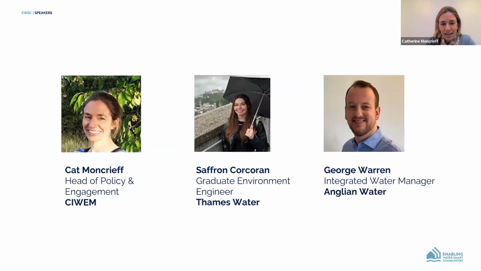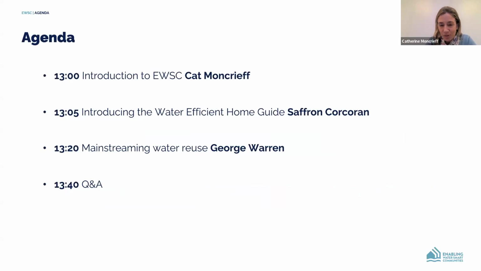With me today, I have Saffron Corcoran, who's a graduate environment engineer at Thames Water, and also George Warren, an integrated water manager at Anglian Water. I'm going to do a quick introduction to the project and then pass over to Saffron, who's going to speak about the Water Efficient Homes Guide. Then we'll pass on to George, who's going to give an update on the reuse elements of the project. And then we'll move on to Q&A.